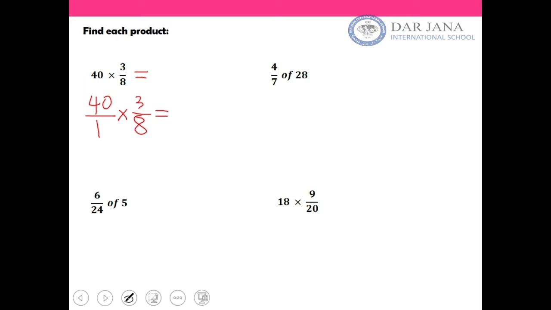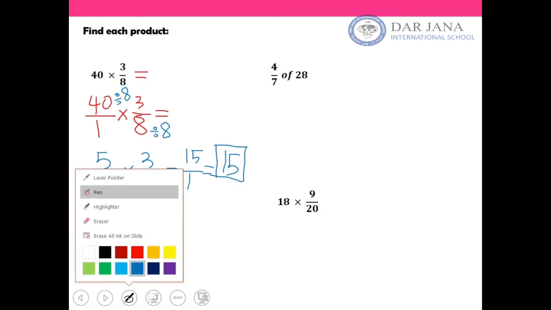I can divide both of them by 8. So I'm going to divide here by 8 and here by 8. And then I will rewrite the fractions. 40 divided by 8 equals 5 over 1 times 3 over 8 divided by 8 equals 1. And then the answer will be 15 over 1 equals 15, because I multiply numerator by numerator and denominator by denominator.